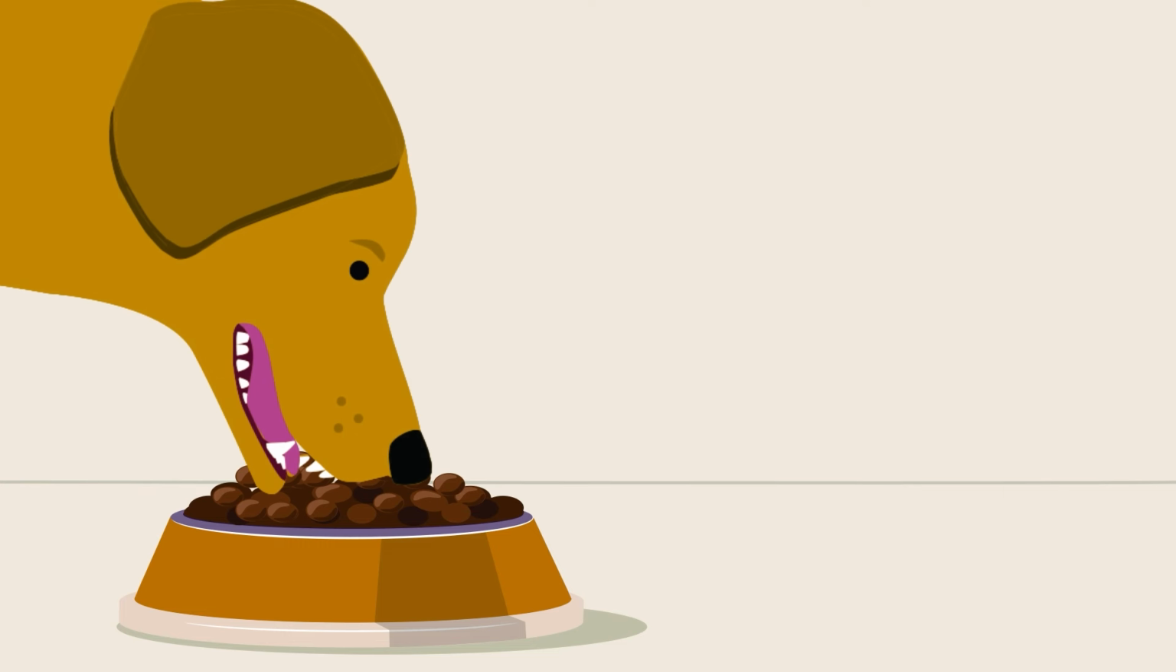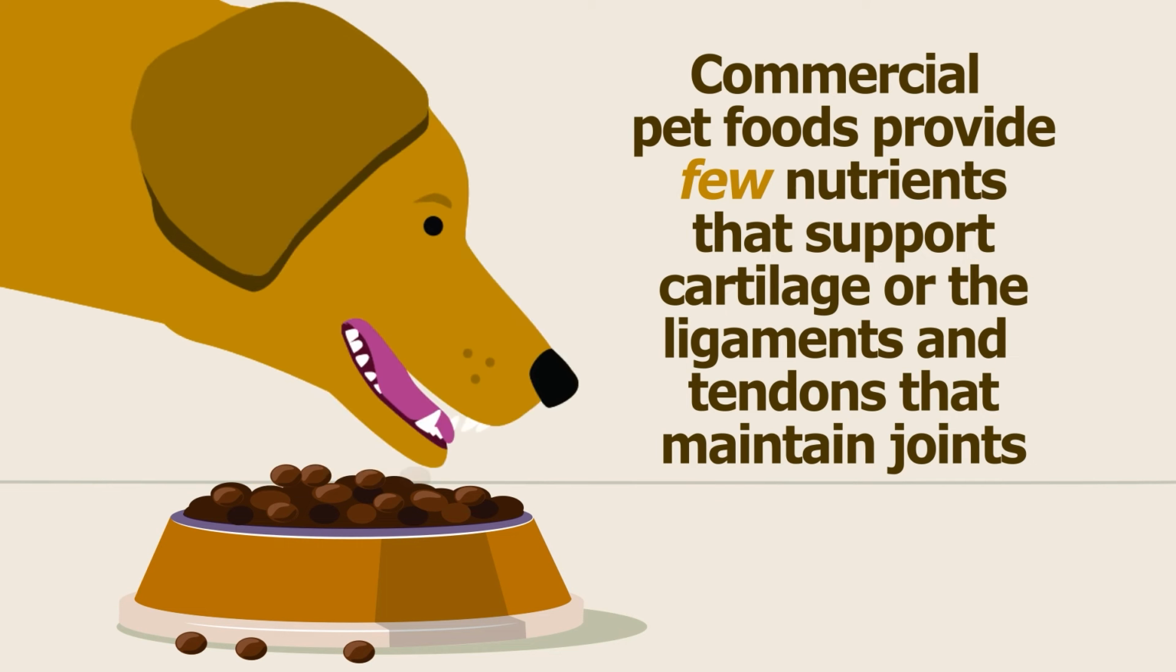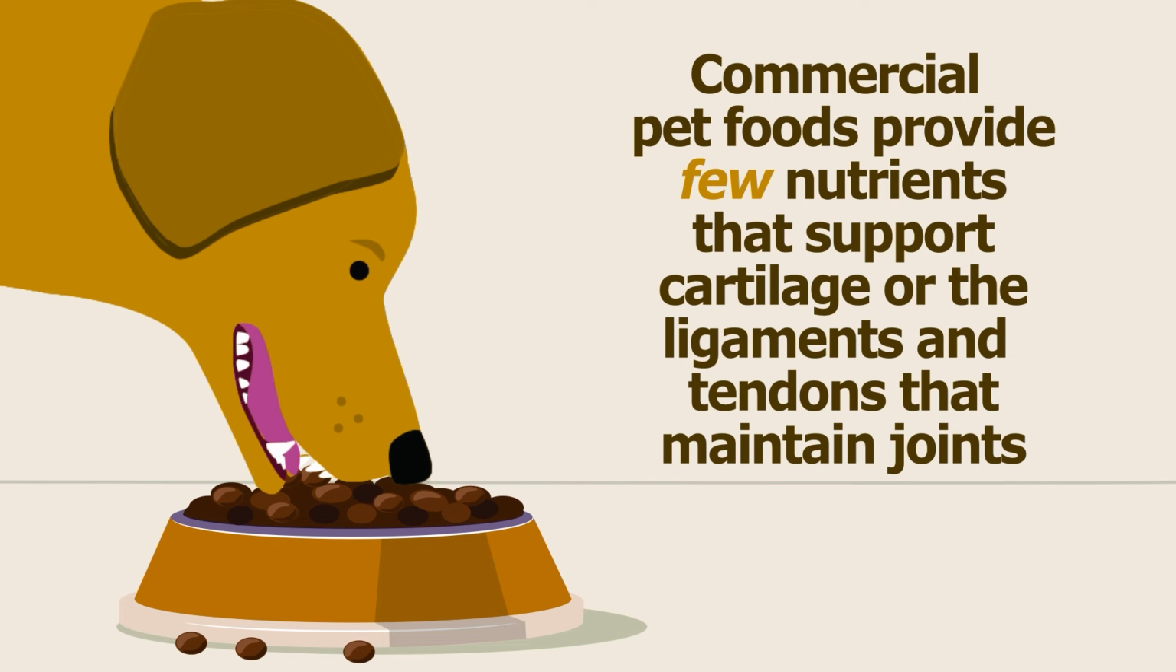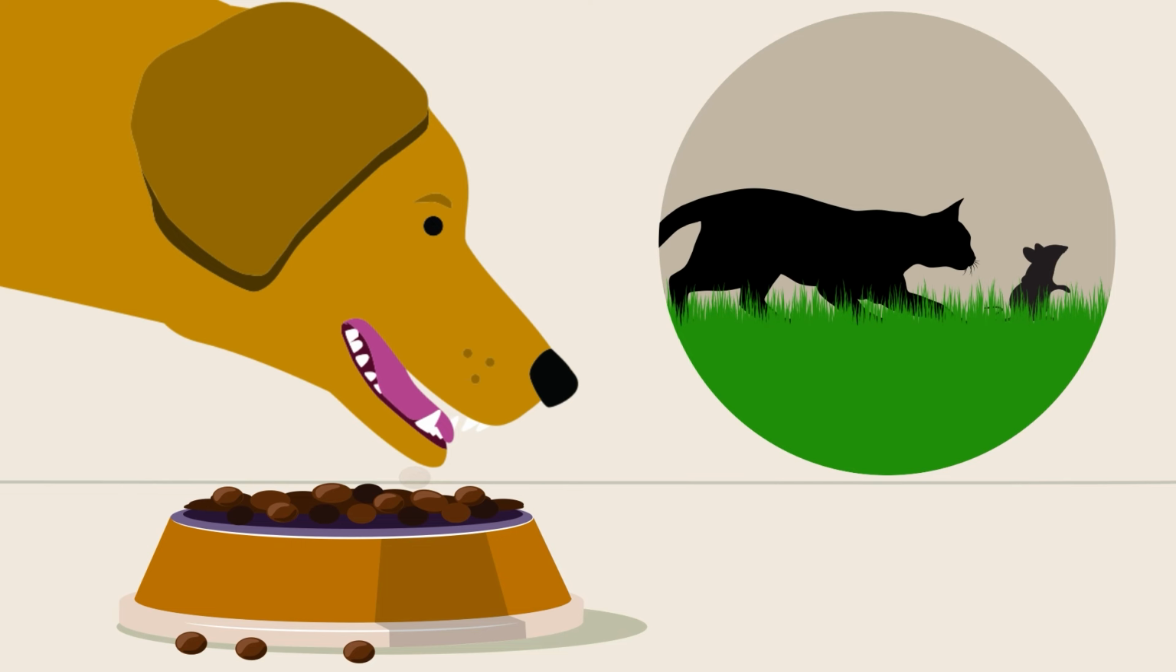One of the biggest mistakes that pet guardians make is feeding a diet that does not support joint health. Commercial pet foods provide few nutrients that support cartilage or the ligaments and tendons that maintain joint integrity. In the wild, canines and felines consume a diet rich in nutrients like glucosamine, chondroitin, and collagen, along with sufficient protein that are naturally provided in a carnivore's diet.